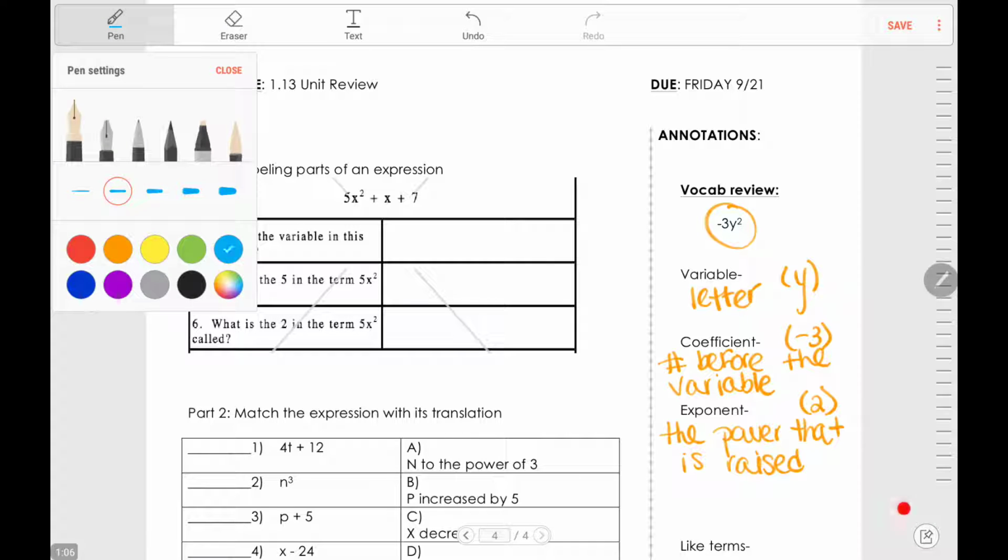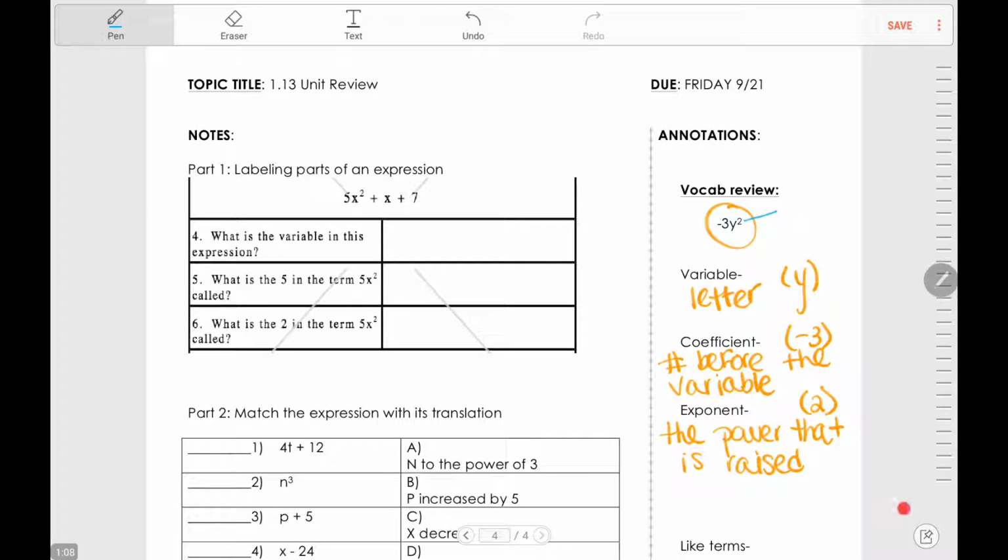Again, so this is our exponent. This right here is our variable. And this number right here is the coefficient. I'm just going to write abbreviations for those. Okay.